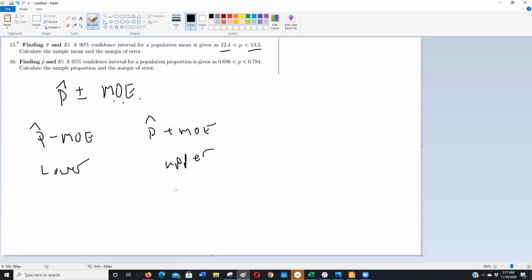And of course, they told us the upper is 0.784. They told us the lower is 0.696. So it's the same way, same deal. Subtract them, divide by 2. That'll tell you the margin of error. Add them, divide by 2. That'll be the center, p hat.